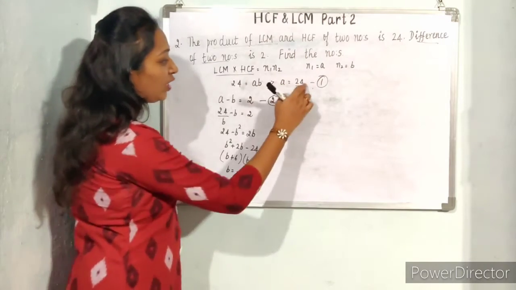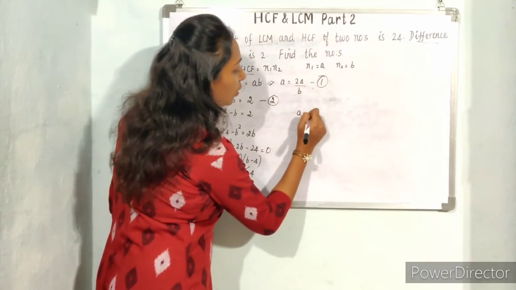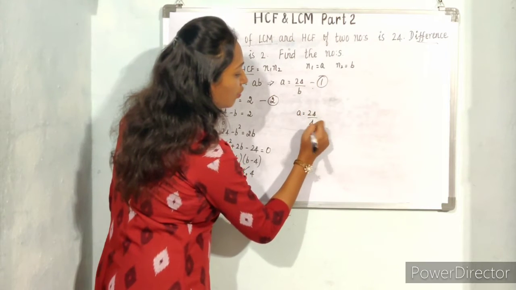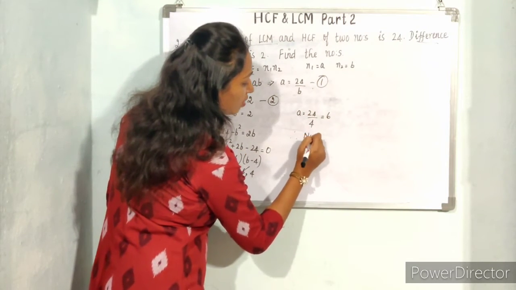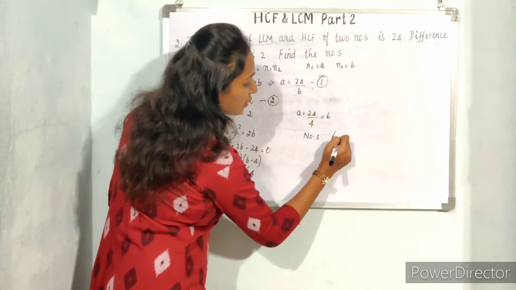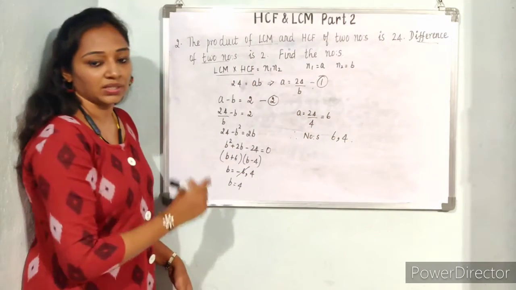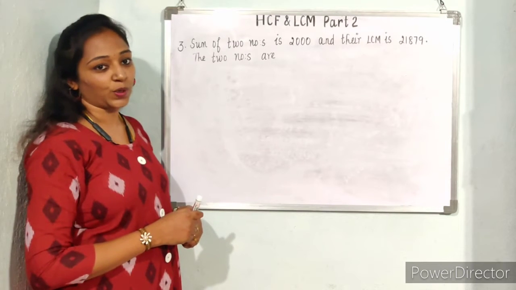Now substitute the value of B here. So A is equal to 24 divided by 4, which is equal to 6. So the two numbers are 6 and 4. That's it. Now we'll go to the next problem.